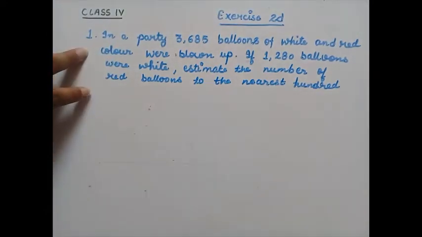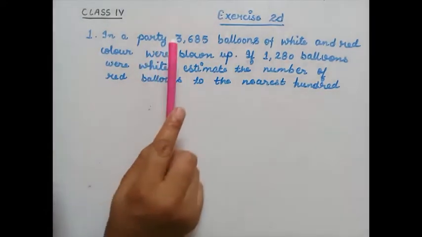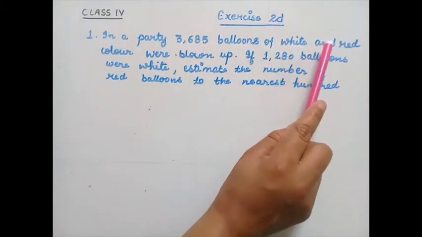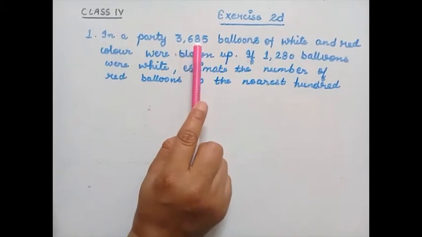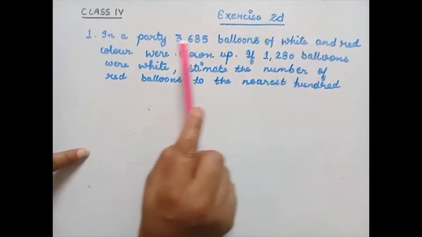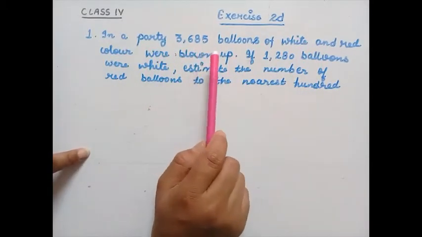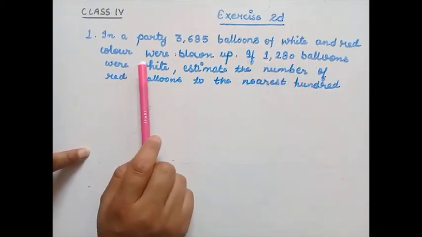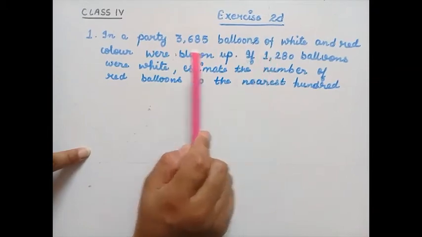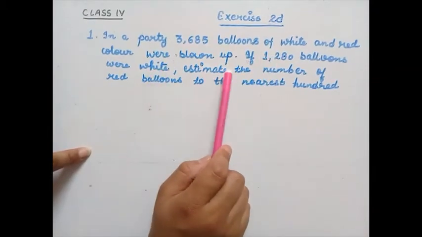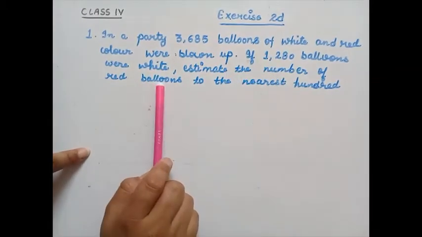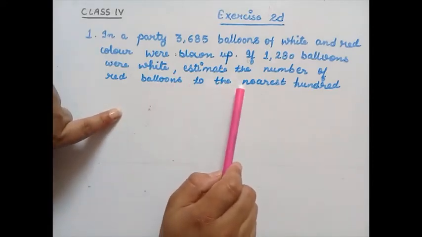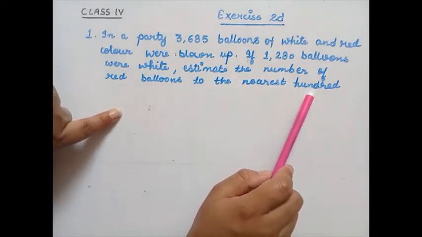So here the first question is a word problem. In a party, 3685 balloons of white and red color were blown up. If 1280 balloons were white, estimate the number of red balloons. So we have to find the number of red balloons to the nearest hundreds.